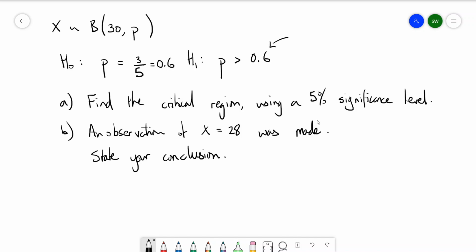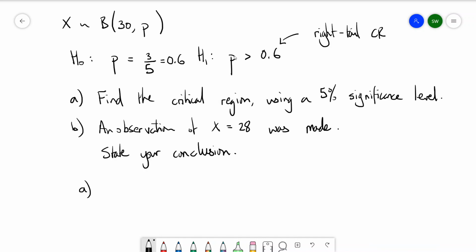So it's this part that makes it a right tail critical region, because this time we've got the probability is greater than something. So this means it's a right tail critical region. So if we think the probability is greater than 0.6, we think the probability of success is high, then we would expect x to be big. So let's bear that in mind when we find our critical region.